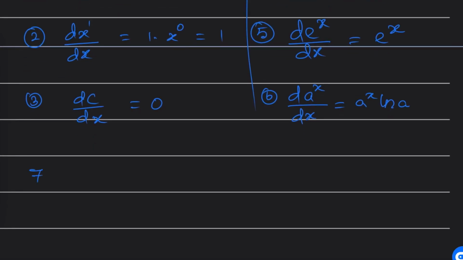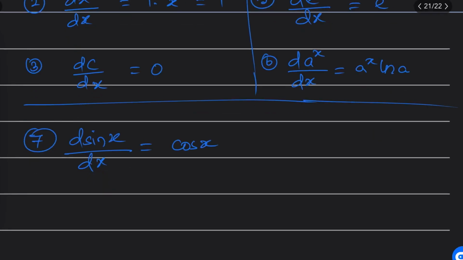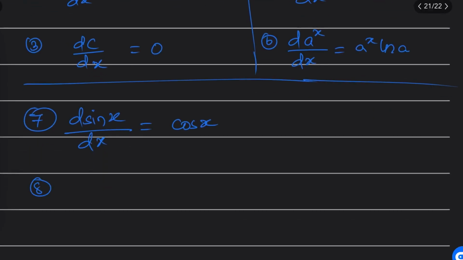Seventh, I'm making a table of it, so keep it in mind. Differentiation of sin x with respect to x is cos x. Eighth, differentiation of cos x with respect to x is minus sin x.